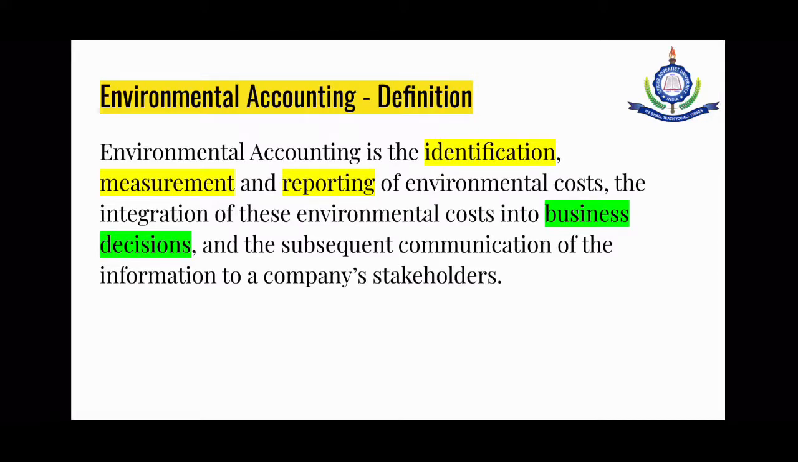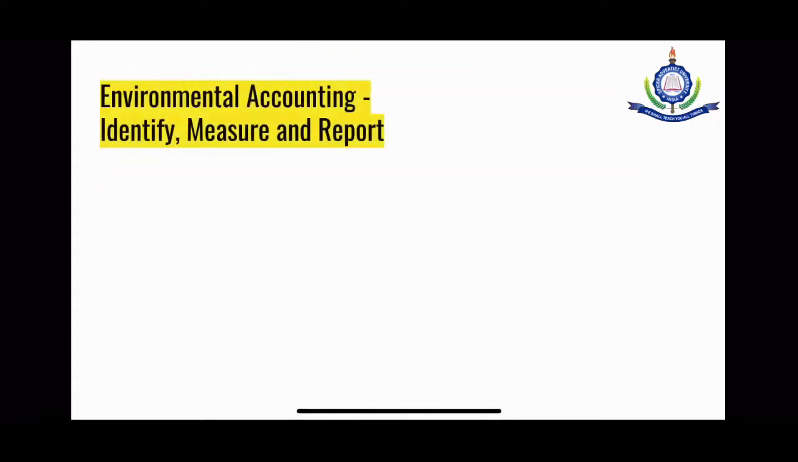Now, the definition goes on to say the integration of these environmental costs into business decisions. So, whatever outcome that we prepare out of environmental accounting is to help business managers make the right decisions. And the definition goes on to say the subsequent communication of the information to a company's stakeholders. So let's view this definition a little more closely, and we will talk about these three parts, that is, to identify, measure, and report. Identify, measure, and report in the environmental accounting.